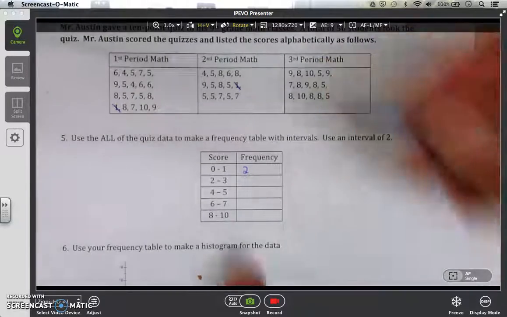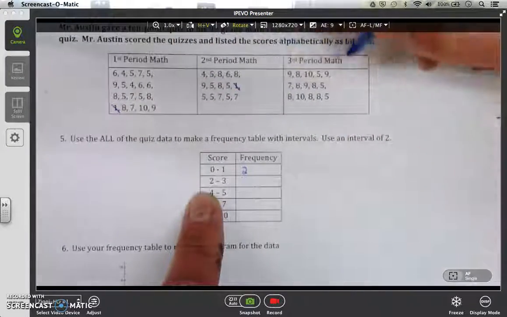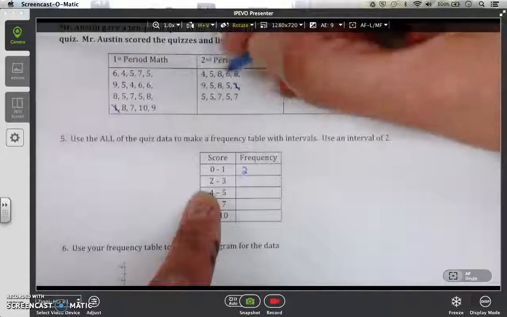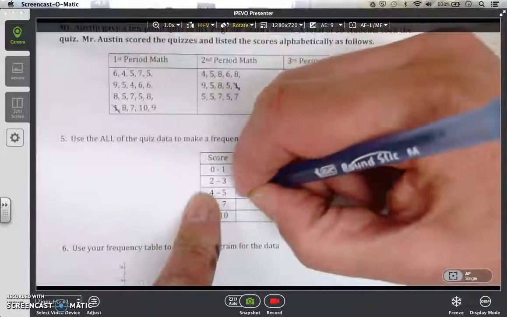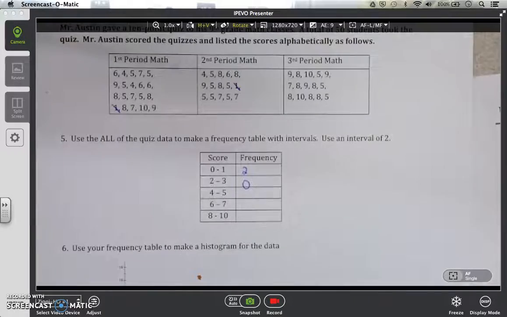Okay, here we go. 2 to 3s. There's 2s and 3s. I don't see any 2s here. That makes that 0. Okay, so that makes it a little easier.